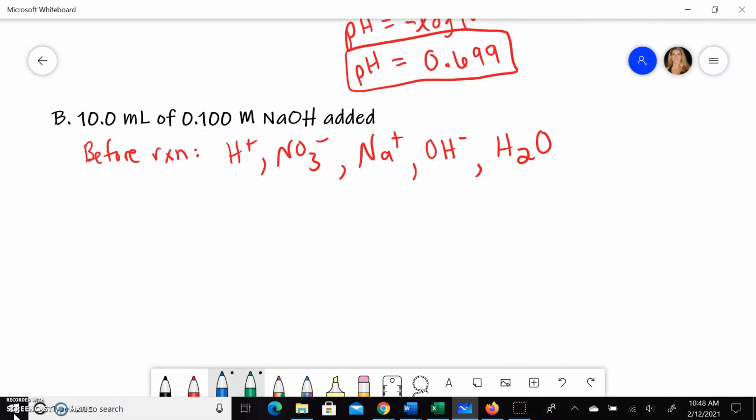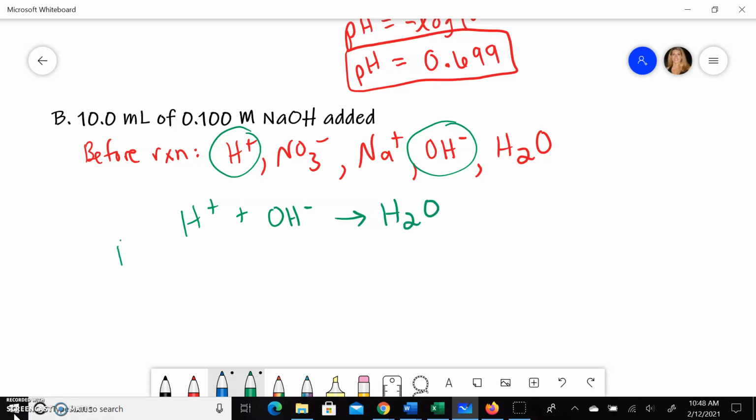When you list your major species, what you want to first scan them for is H plus and OH minus. If you have one of them or both of them, you're going to start with those two and you're going to react them until one of them is used up. So in this case, the H plus and the OH minus are going to react to make water. This is not an ICE table, this is a before, change, after. You do before, change, after anytime you're using up H plus or OH minus.